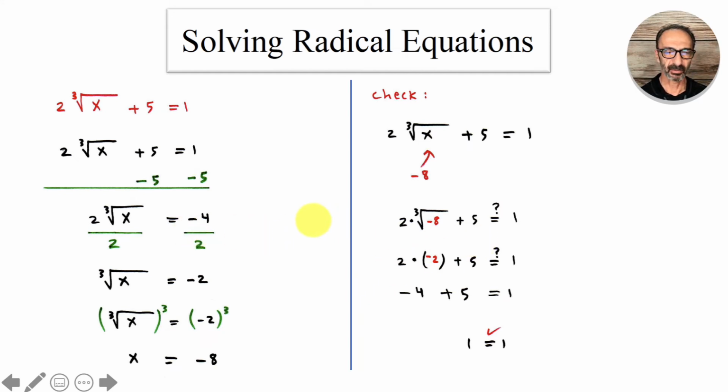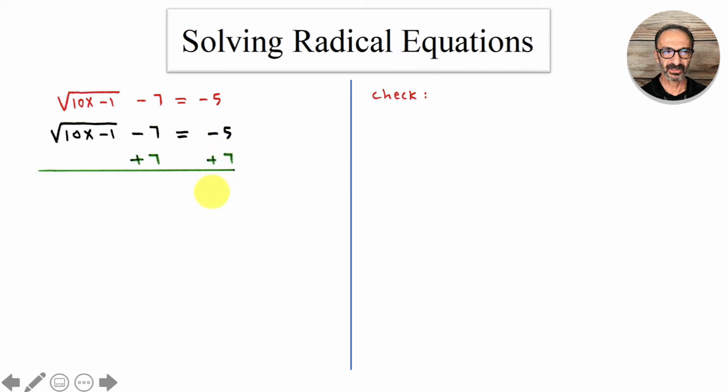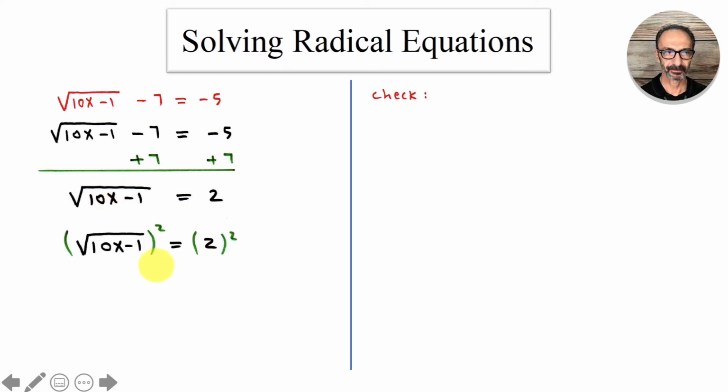Let's take another example. In this case, we have the square root, but negative 7 is next to it. We're going to have to get rid of negative 7 by adding 7 to both sides. So let's do that. Negative 5 plus 7 is 2. And now I have the square root by itself. We're going to square both sides. That's going to give me a 4, and that's going to cancel the square root.